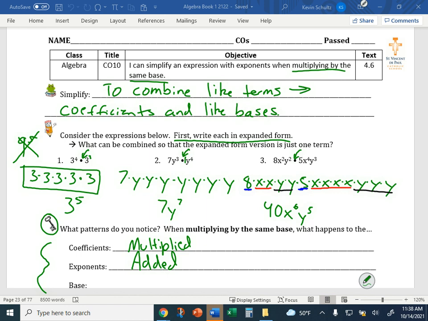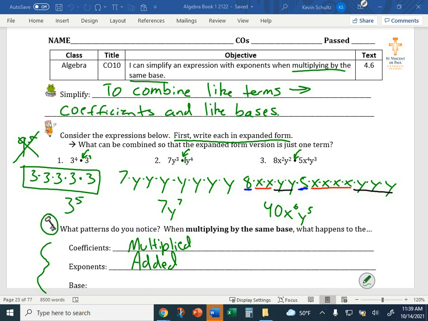All right? 3 to the 4th times 3 to the 1st. 4 plus 1 is 5. 7y cubed times 1y to the 4th. 3 plus 4 is 7. 8x squared, x to the 4th, x squared. 2 plus 4 is 6. Y squared times y cubed. 2 plus 3 is 5.